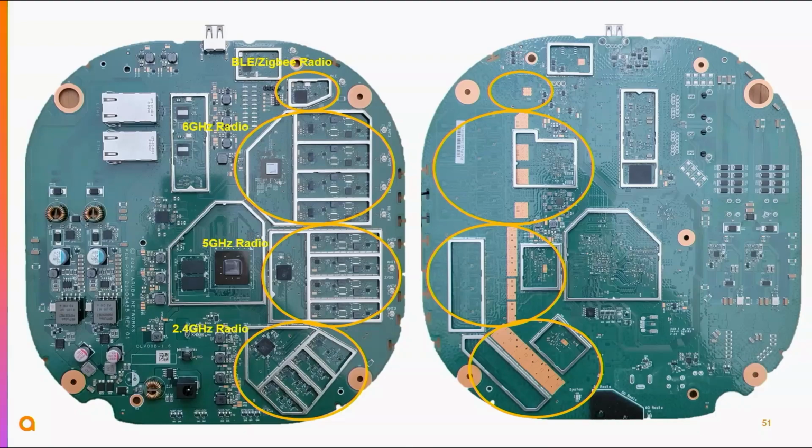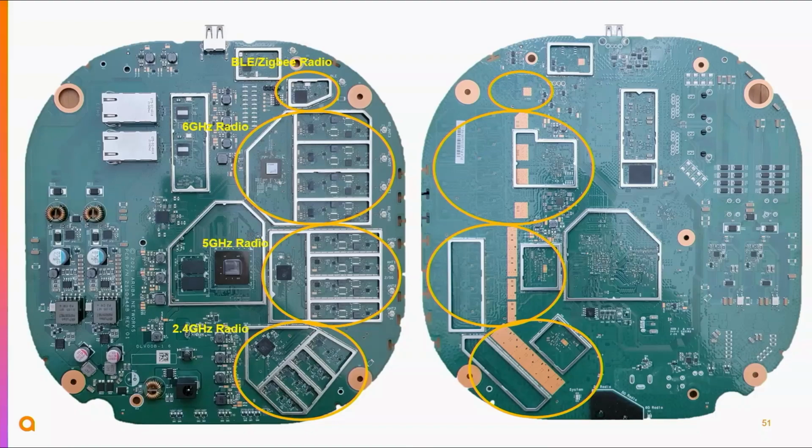This is 2.4, this is 5, and this is 6. Am I right? Am I wrong? Okay, good. So the parts look a little different. This is the 6 gig radio because there's just a little bit more going on there. It's not just the RF and analog part. There's this digital interface and a lot of conversion happening in that part as well.